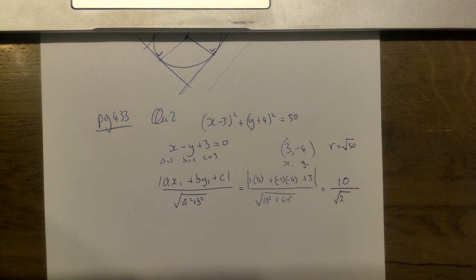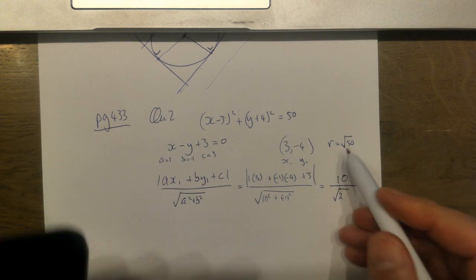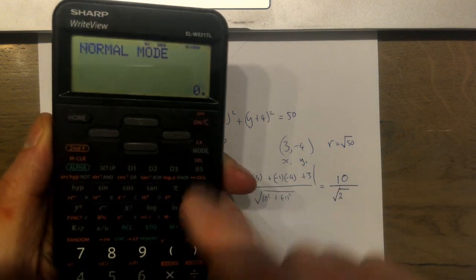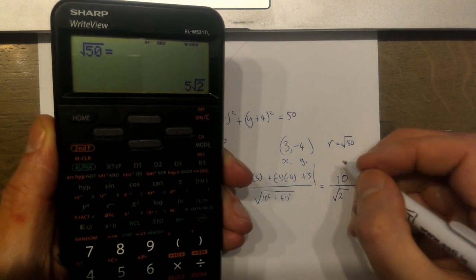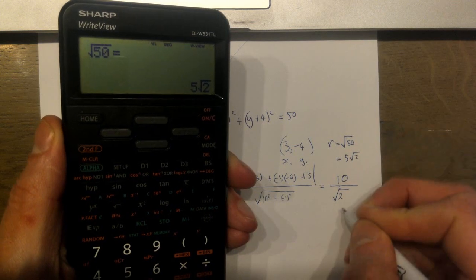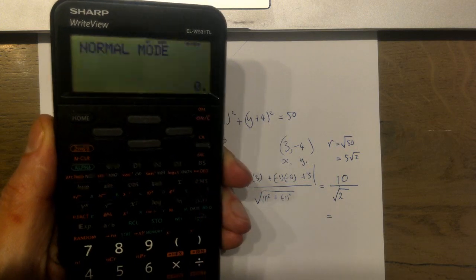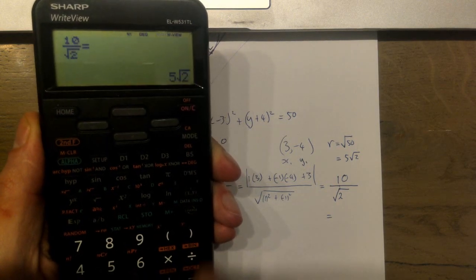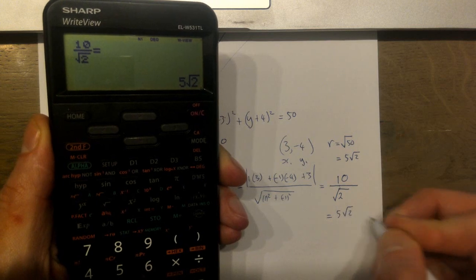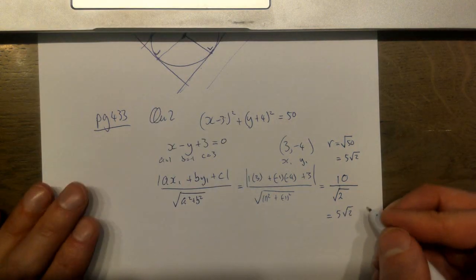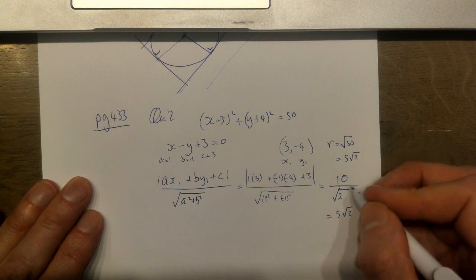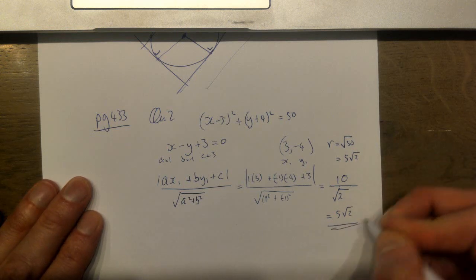Let me just check on the calculator. Yeah. So if you check in the calculator, don't be alarmed if this doesn't equate to that. So if I go on my calculator now, I do square root of 50 equals, so that's 5 times root 2. We can do this using surds, but I won't get into that now. We can prove that using surds. So then 10 square root 2, that's also equal to 5 root 2. Okay, that's the way we've shown that.